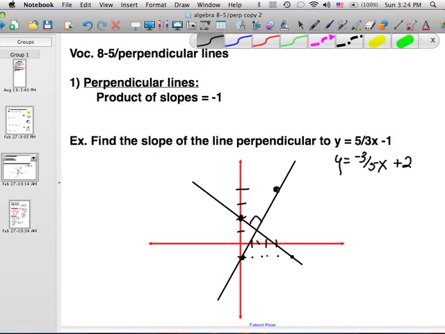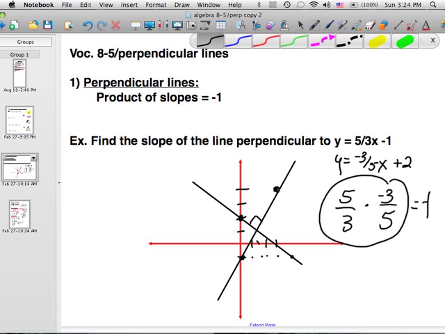So 5/3 and negative 3/5 are negative reciprocals of each other. When I multiply them, I get -1. So if you want a slope of a line perpendicular to another one, give its negative reciprocal.